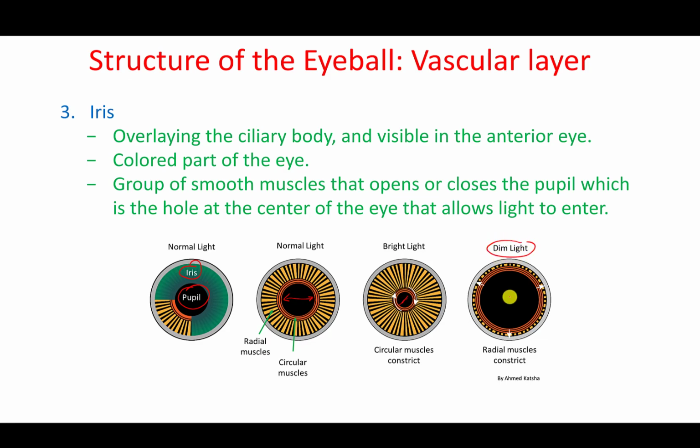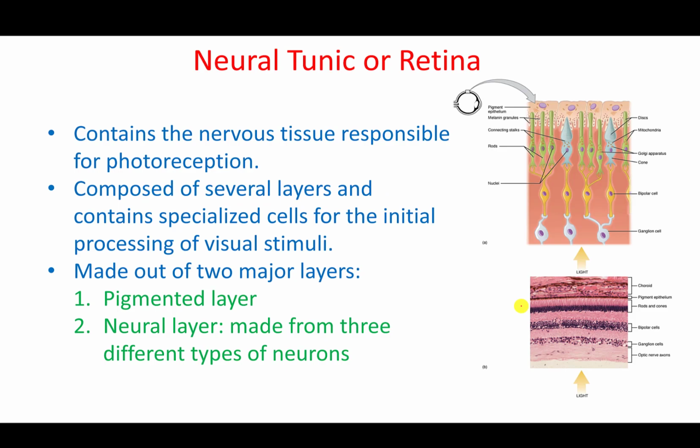Whereas in dim light, circular muscles will relax and the radial muscles will contract, and therefore opening the pupil of the eye, allowing more light to come into the eye. Now, let's add some details to the neural layer or to the retina. And in the retina, we said we have the photoreceptors. However, there are more than just the photoreceptors in the retina.